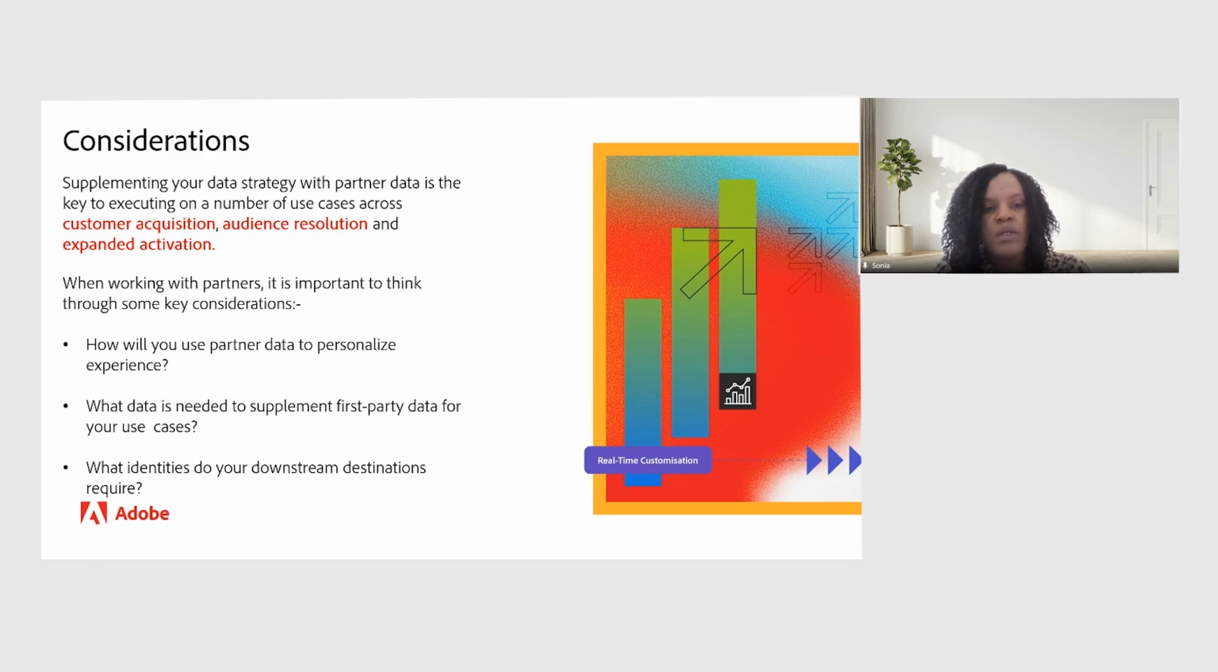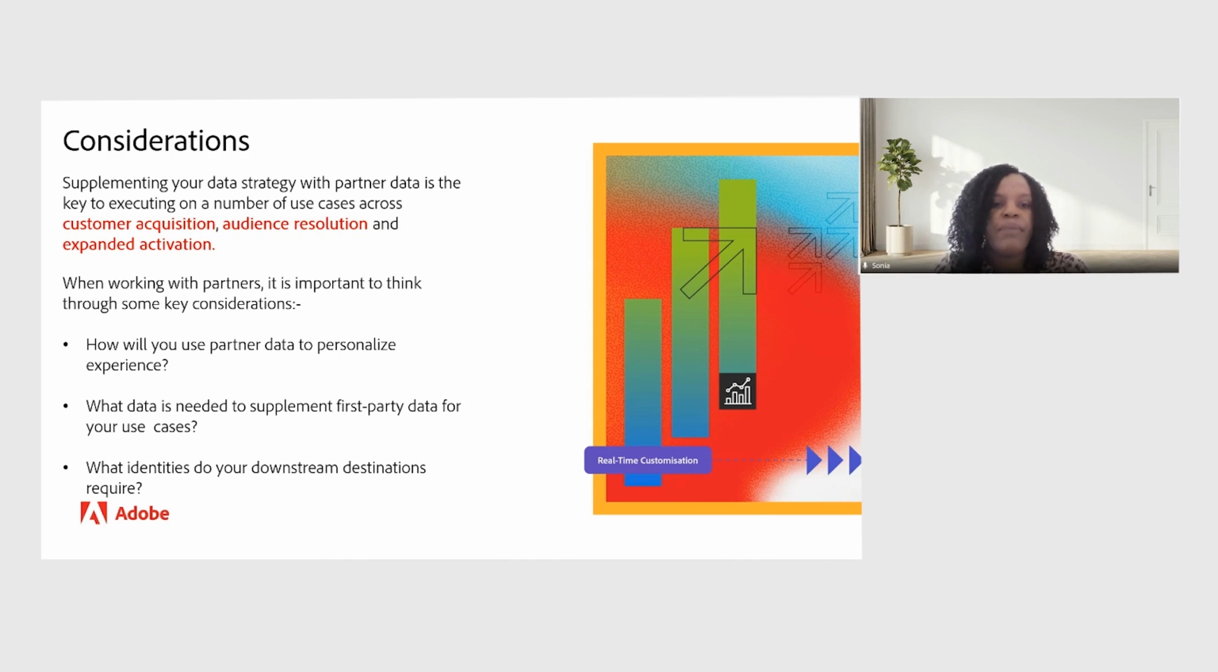Secondly, think about what data is needed to actually supplement your first-party data for your use cases. So the key points there are to think about what the gaps currently are in your first-party data. Where do you need to bring in additional data points? Because what you don't want to do is bring in data just for the sake of it. It needs to be fulfilling a gap or a use case that you actually want to act on. So really having a good understanding of where your need is when you're bringing in first-party data and deciding which partner data to actually work with.